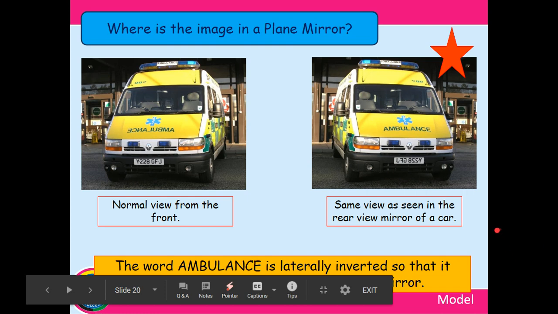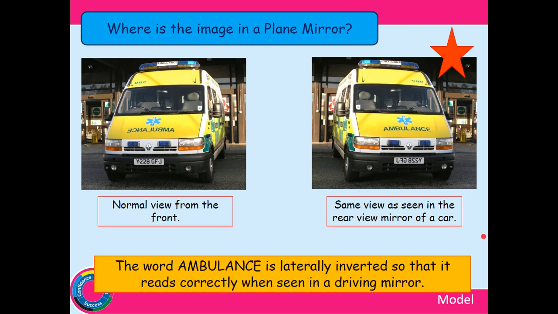Wait for my black box to disappear again. There we go. The word ambulance is laterally inverted, so that it reads correctly when seen in a driving mirror. So for instance, if someone's driving a car down the road and the ambulance comes up behind them, they'll know that it's an ambulance.